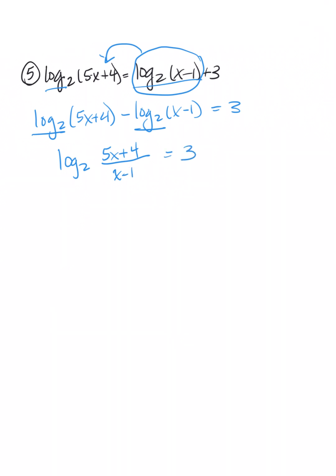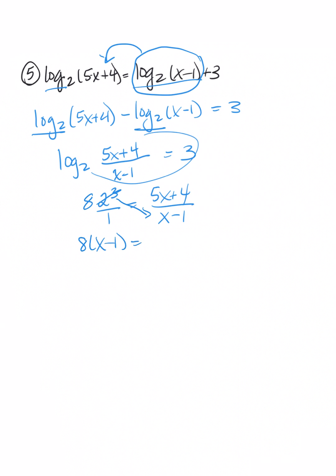All right, so we've condensed. We just had to add that extra step in. Now we swirl it out, and that's going to make it 2 to the third over 1 equals 5x plus 4 over x minus 1. And I just put it over 1 because I knew this side would be a fraction. Now it's a proportion, so let's clean that up. I know that 2 to the third is just 8, all right? So I'm going to multiply this way. I'm going to say 8 times x minus 1 equals 1 times 5x plus 4.